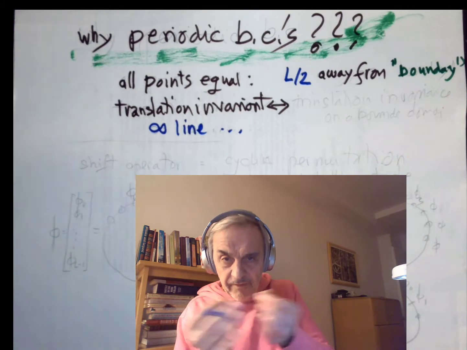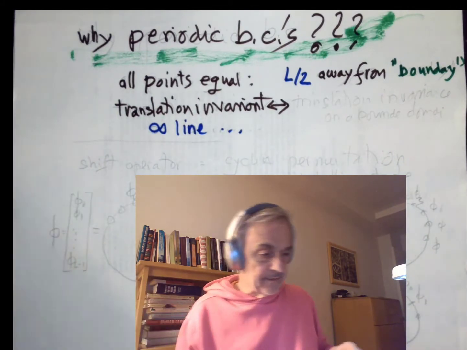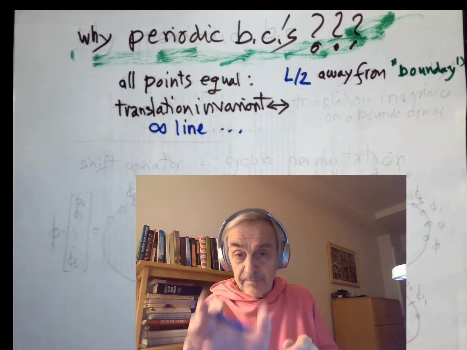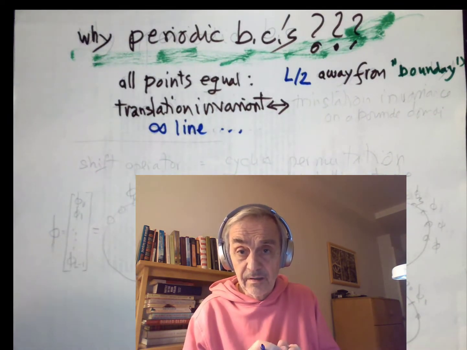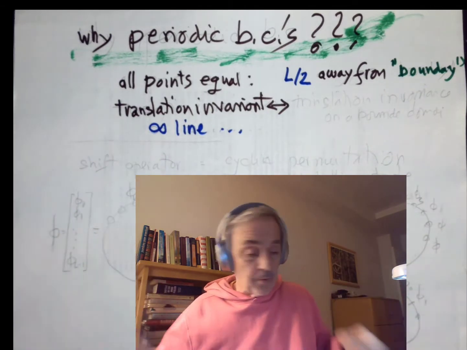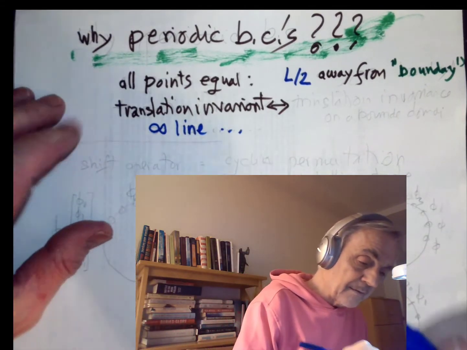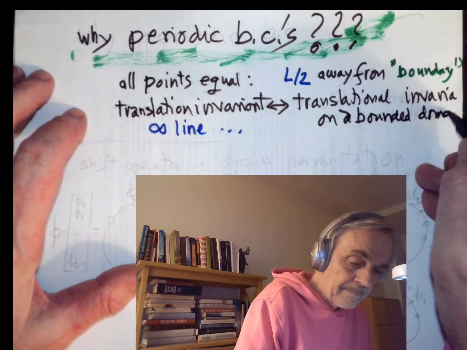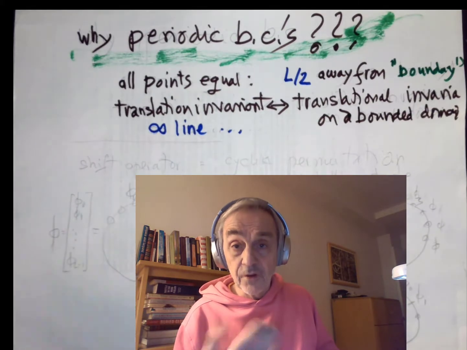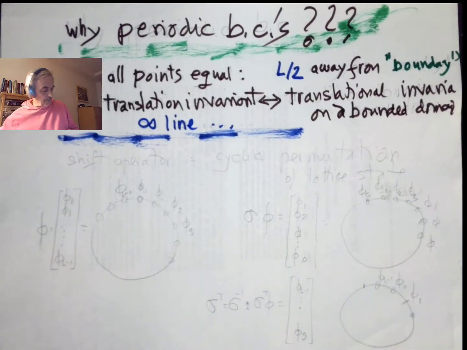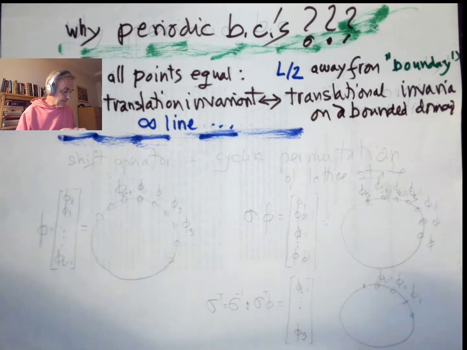And when we make something finite, because on a computer we cannot put infinitely many continuous points, and we also cannot take infinitely many discrete points from a line, it has to be a finite number. We want to preserve translational invariance on a bounded domain. Now, let me redraw our problem in a way that makes it very clear what translational invariance is.